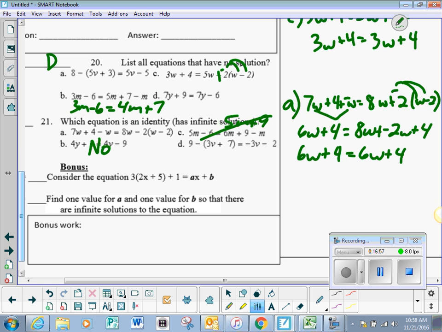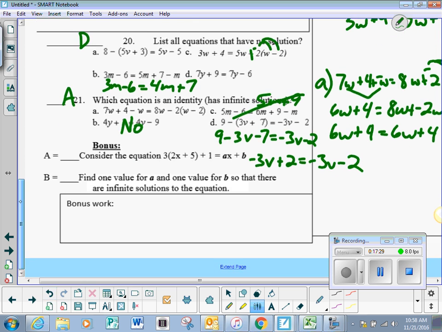Did I want an identity? Yes, A is an identity. How about D? 9 minus 3b minus 7 equals negative 3b minus 2. 9 minus 7 is 2. This is going to be a no solution. Because you'd get negative 2 equals negative 2. So the answer is A.